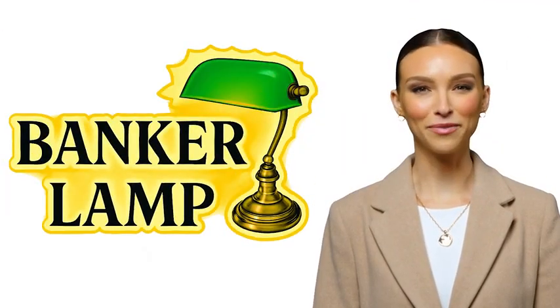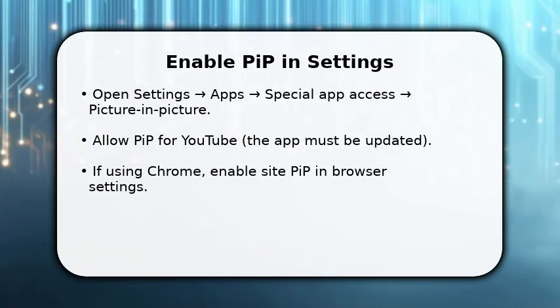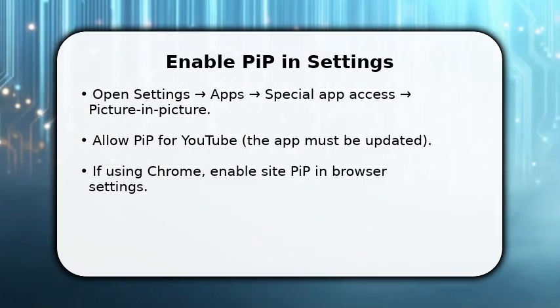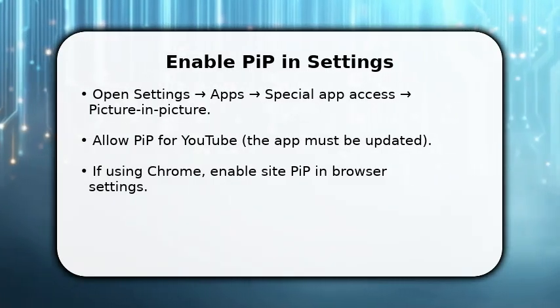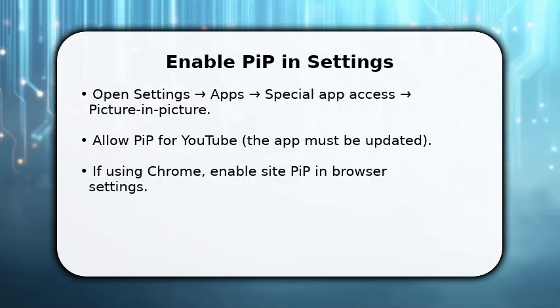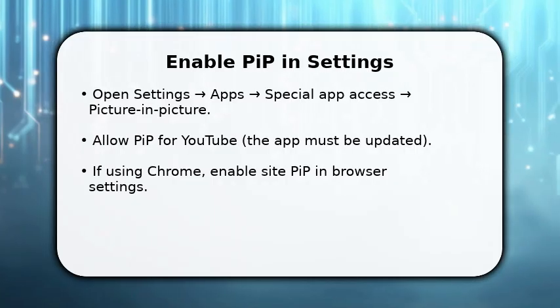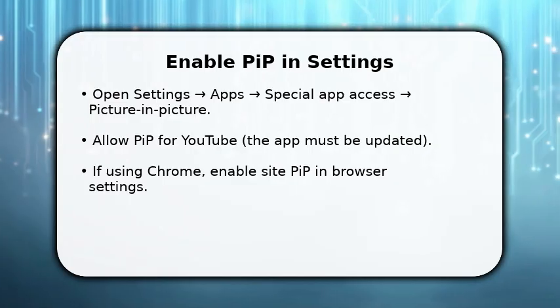Please enjoy the video. You first enable Picture-in-Picture for apps on your Motorola. Open Settings, go to Apps, then Special App Access and tap Picture-in-Picture. Toggle YouTube on. If you watch in Chrome, make sure the browser's Site PiP option is enabled. Once done, update YouTube to the latest version so PiP behaves correctly.